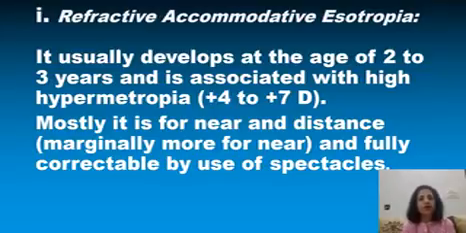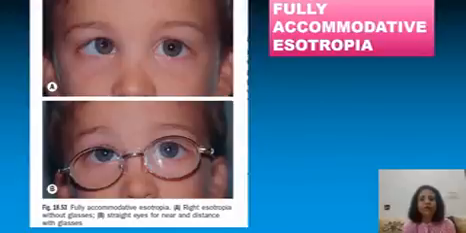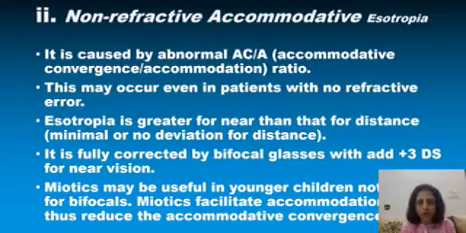The refractive accommodative esotropia usually develops at the age of 2 to 3 years and is associated with a high degree of hypermetropia, that is +4 to +7 diopters. And mostly it is for near and distance and fully correctable by the use of spectacles. This is the fully accommodative esotropia.